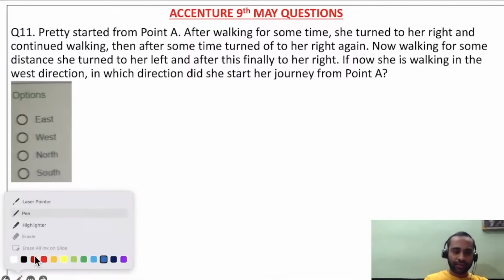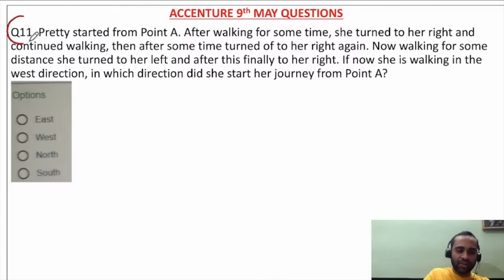Now, this is one good question. Now let us see how many of you are able to solve. Can you quickly try this out? Because here you have to go in reverse. So Preeti started from point A. After walking for some time, she turned to her right and continued walking. Then after some time, she turned to her right again. Now walking for some distance, she turned to her left. And after this finally to her right. If now she is walking in the west direction.